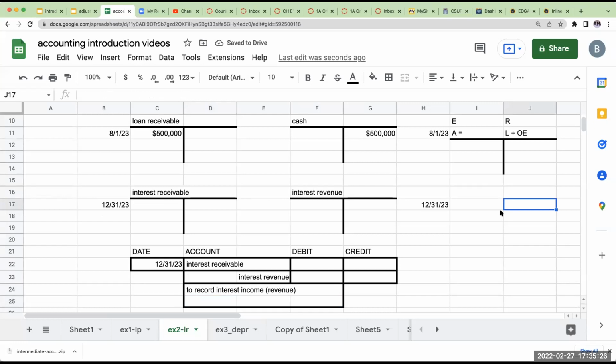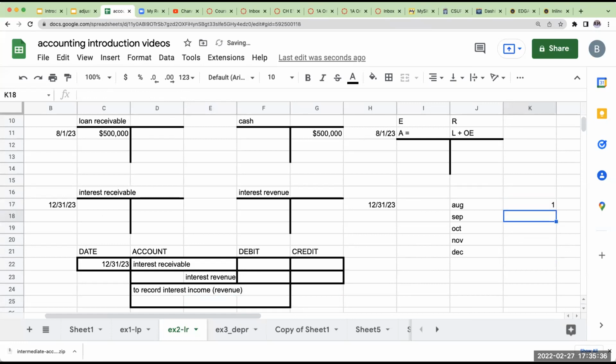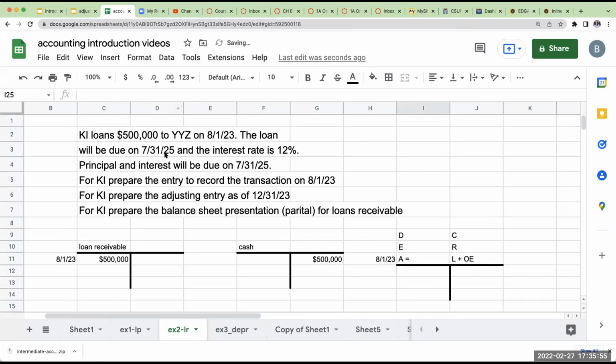Well, over here, how many months have I borrowed the money for? Well, I borrowed it for August, September, October, November, and then December. So a total of 1, 2, 3, 4, 5 months. It's exciting. Okay. So right over here, my loan amount is $500,000. So my loan amount is 500 grand. My interest rate is going to be 12%. It's given to me in the problem.